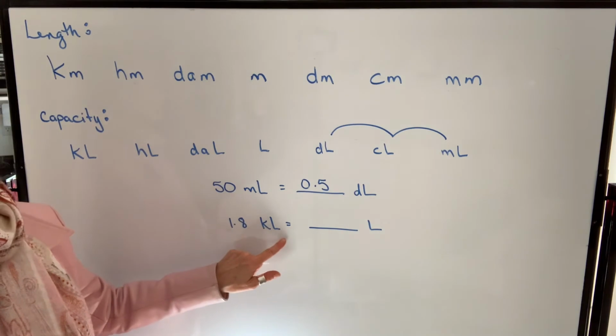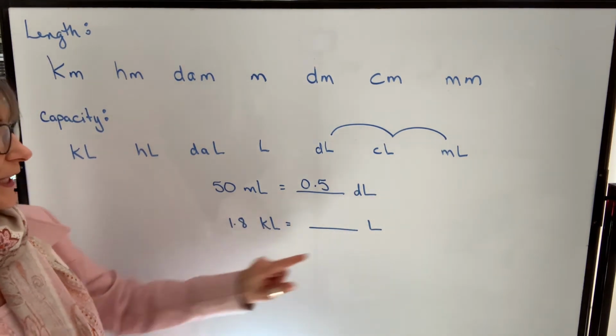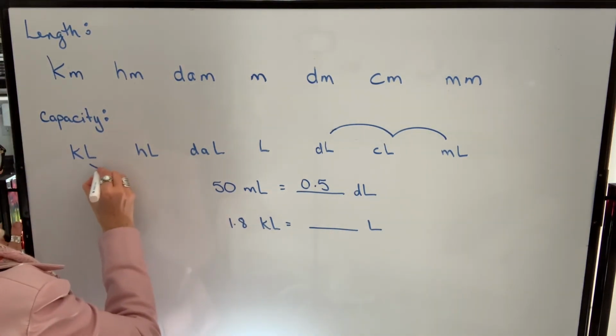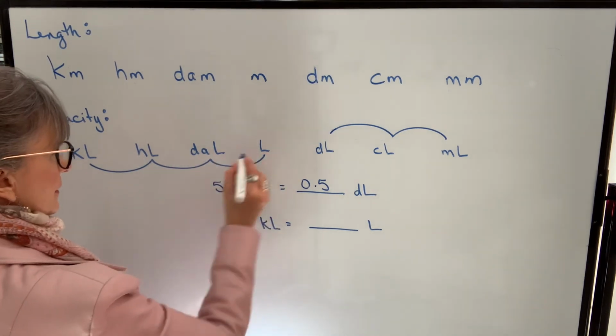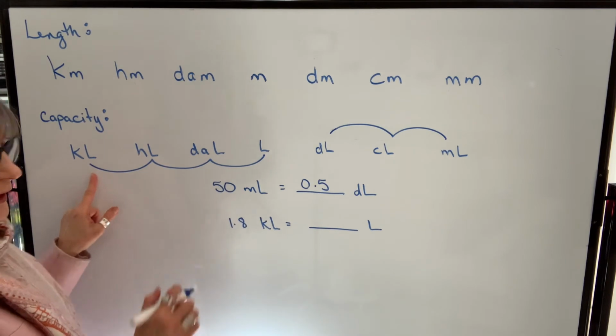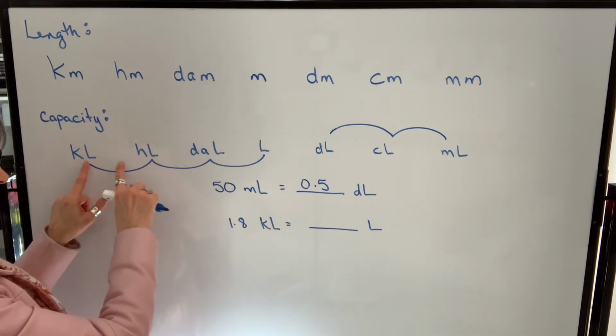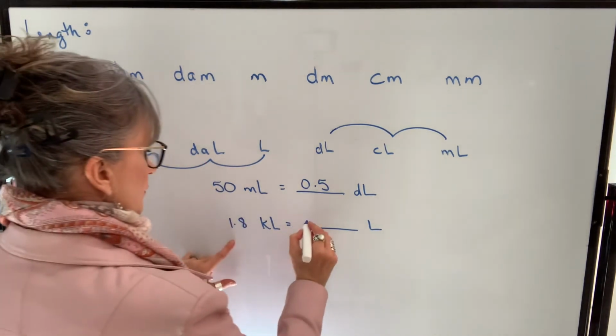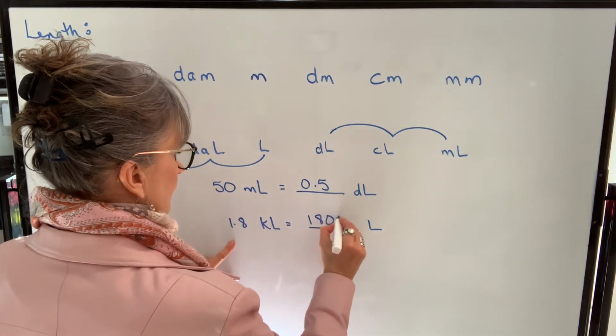If we had 1.8 kiloliters and we want to know how many liters that is, we're moving from kiloliters to liters, which is 3 places to the right. So I do the same thing with my decimal point, because each time I move to the right, each step I multiply by 10. So this would be 1,800 liters.